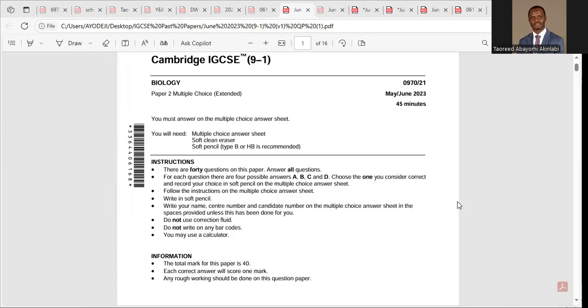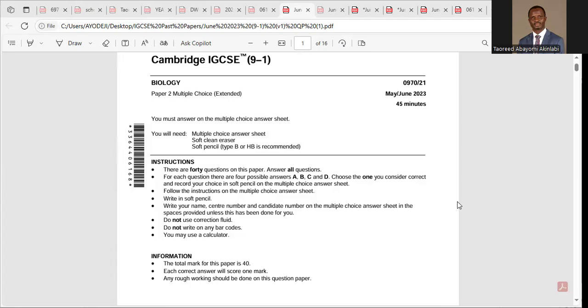There are three papers that you need to write for your IGCSE biology. Paper 2 is the multiple choice questions for those that are writing extended. Paper 4 is theory. And Paper 6 is alternative to practical, or Paper 5 is test of practicals. For Paper 2, it's 40 questions in 45 minutes, which will be converted to 60 marks.